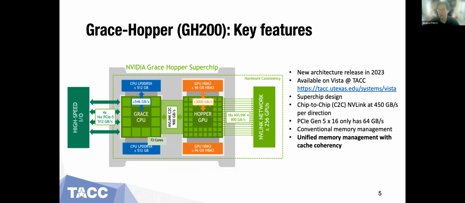And the Grasshopper nodes are available at TACC on our latest supercomputer called Vista. So you can apply and access through either XSEDE or whatever the NSF allocation system is and get free access. All you have to do is write a proposal.